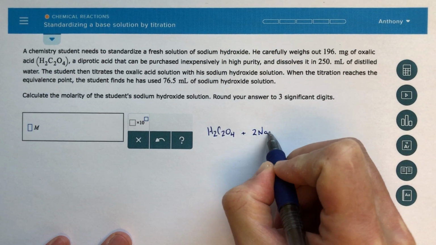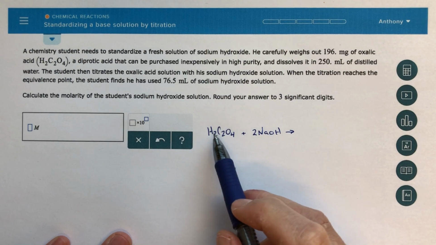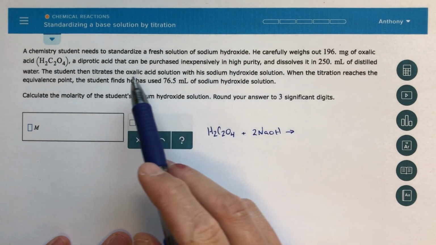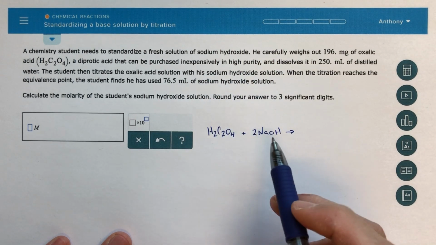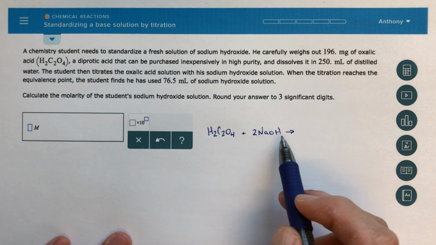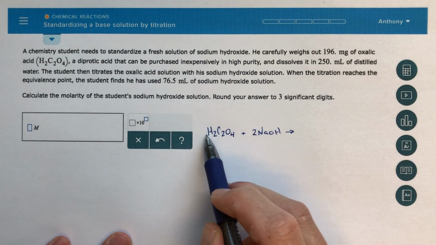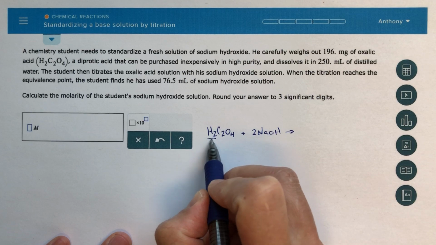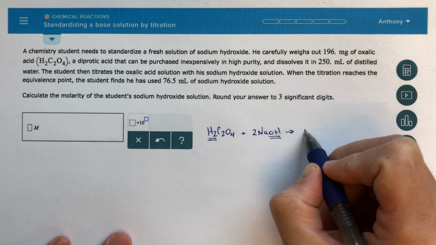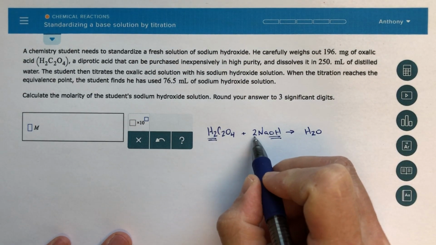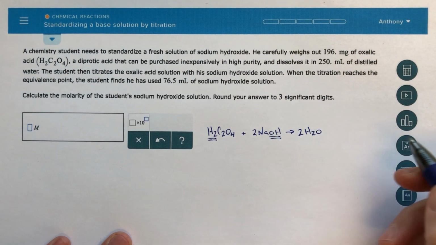So I know right away, and really this is just because I have experience doing this, that if it's a diprotic acid and I'm going to be reacting it with the sodium hydroxide solution, I'm going to need two equivalents of sodium hydroxide, because every one sodium hydroxide has one OH-. That's what's going to be reacting with the H+. So here, this is our acid. That's going to react with the OH- to form H2O. And since we've got two, diprotic, and then two sodium hydroxides, I'm going to end up with 2 H2O.